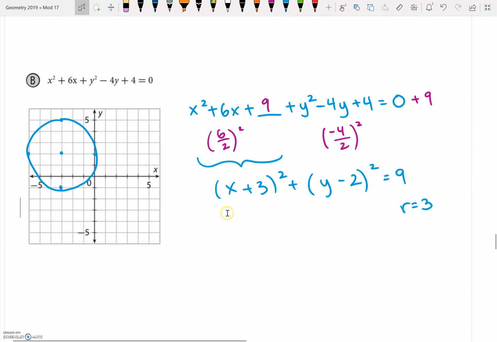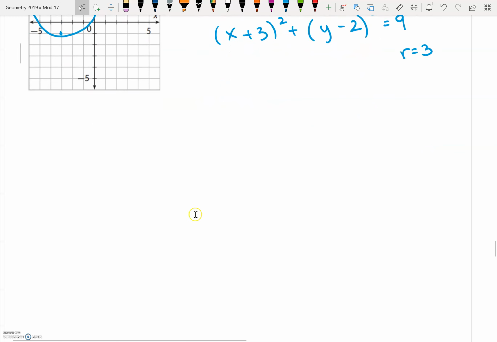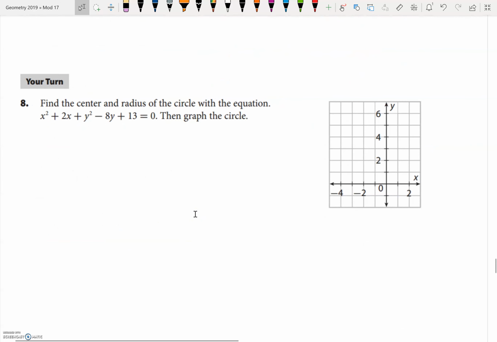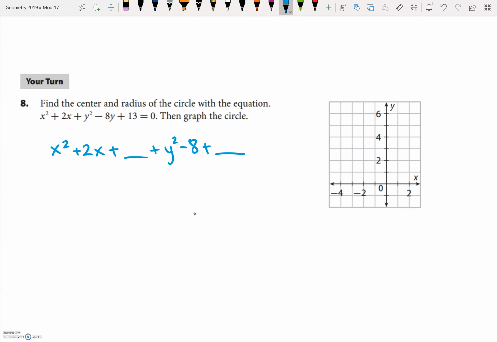There are 4 examples. Let's do 2 more. Make sure to pause in between each of these examples and try it yourself, of course. x squared plus 2x plus blank, y squared minus 8y plus blank. I'm going to move the 13 over, negative 13.